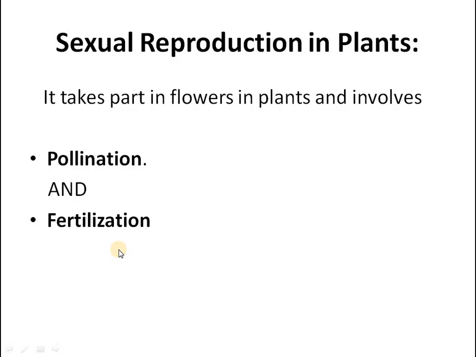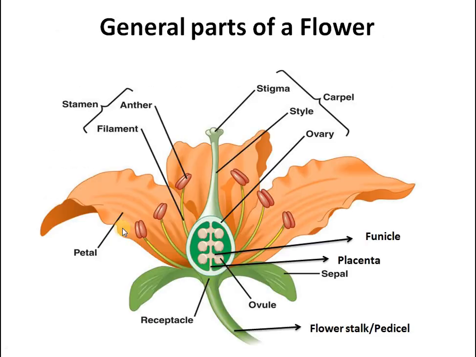Let's see what sexual reproduction in plants is. It involves flowers, like I told you before, and two important processes, that is pollination and fertilization. To study these two, we must know the general parts of the flower. It is a typical flower which has all the parts, starting from the petals. These are larger in size in those plants where pollination has to take place through insects.